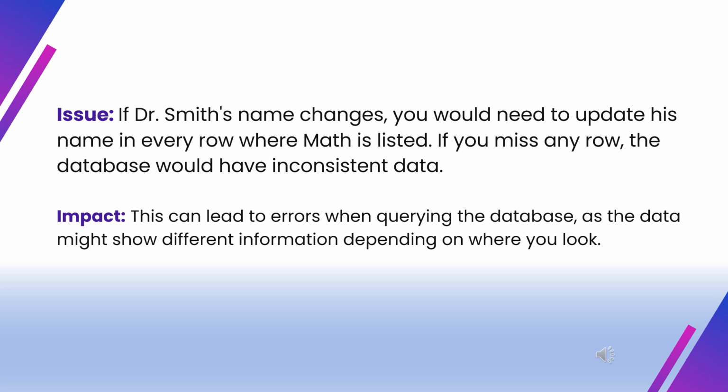If Dr. Smith's name changes, you would need to update his name in every row where math is listed. If you miss any row, the database would have inconsistent data. The impact of this can lead to errors when querying the database, as the data might show different information depending on where you look.